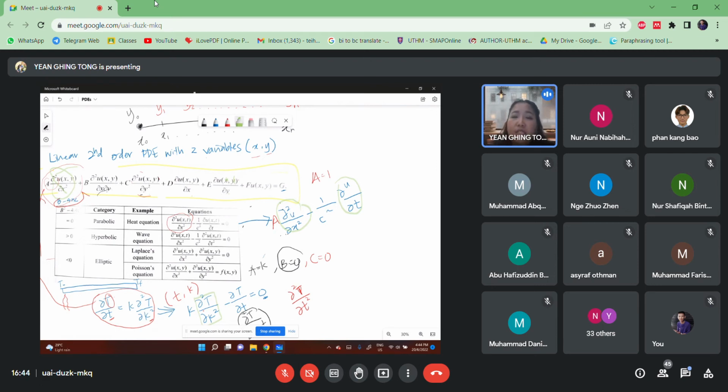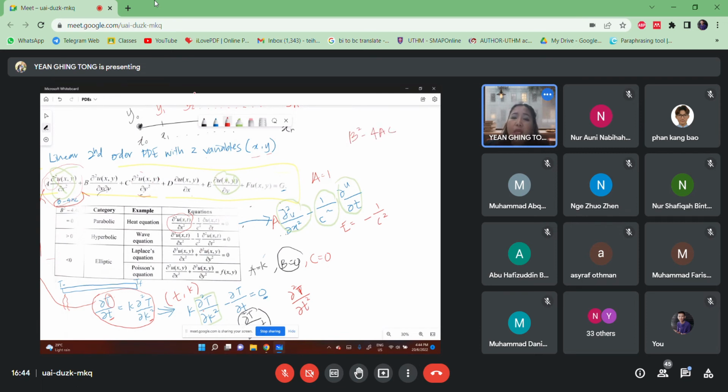So that means this is an E. Can you understand? So this value is E actually. E means this is negative 1 over C square. But we don't need to get the value of E, because if let's say I want to check what category of this PDE it is, based on this formula, B square minus 4AC.